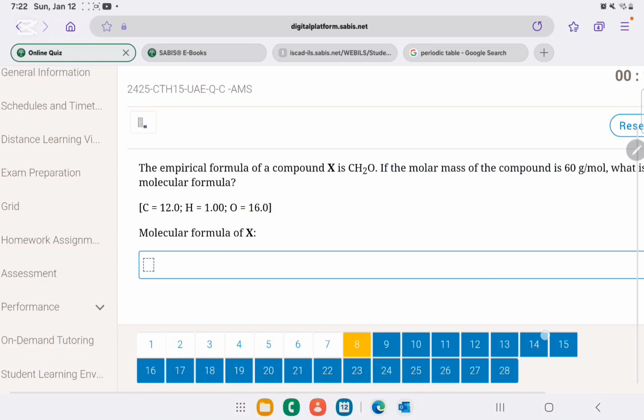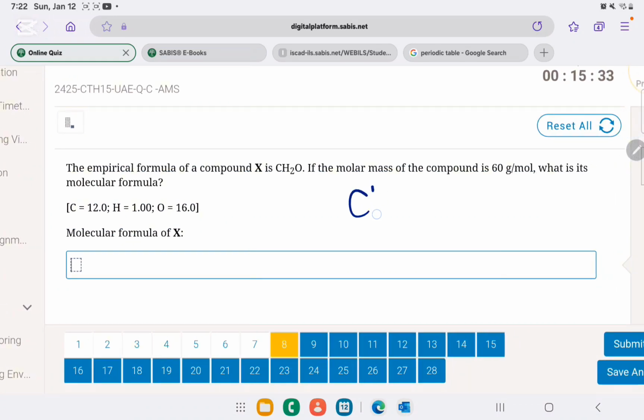The empirical formula of a compound is CH2O. The molar mass of the compound is 60 grams per mole. What is its molecular formula? They gave us the empirical formula, and the molar mass is 60 grams per mole. How can I change this compound to make its molar mass equal to 60?